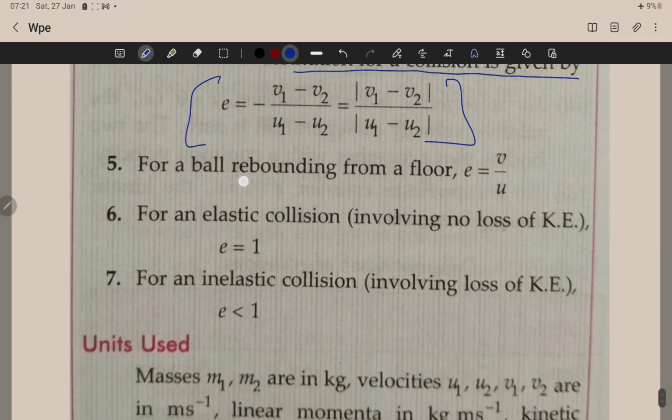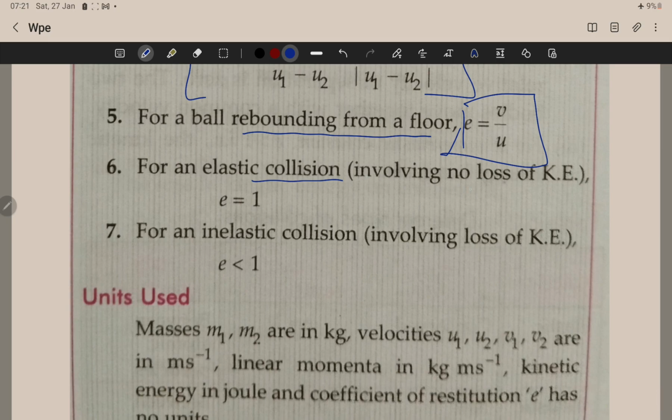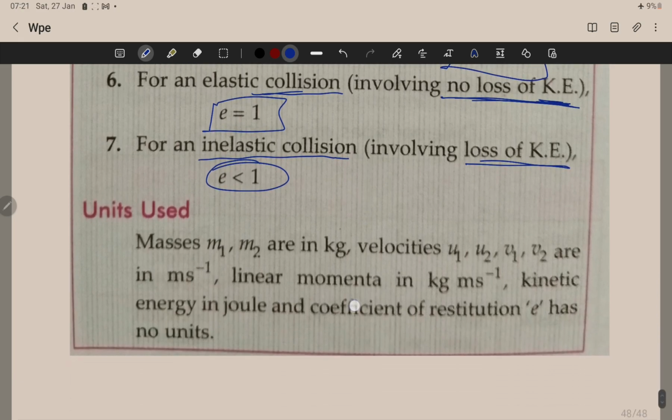For a ball rebounding from a floor, its coefficient of restitution becomes v by u. For elastic collision, involving no loss in kinetic energy, e becomes 1. For inelastic collision, there is loss of kinetic energy, so e is less than 1. For units, m1 and m2 are in kilograms, velocities are in meters per second, linear momentum in kg meter per second, kinetic energy in joules, and the coefficient of restitution e has no units.